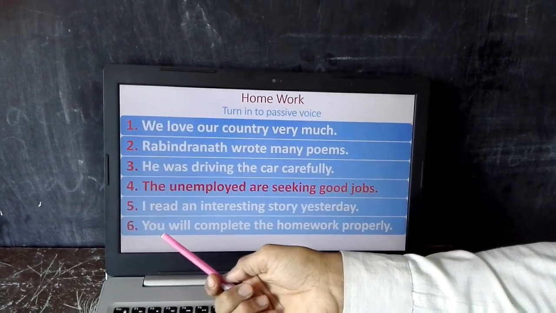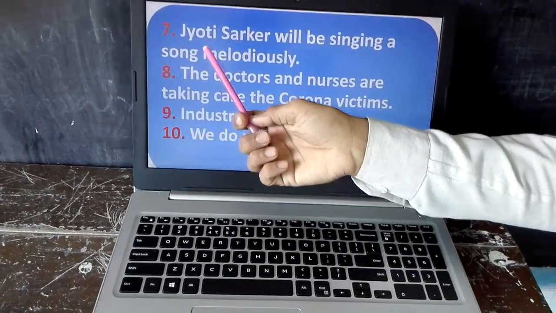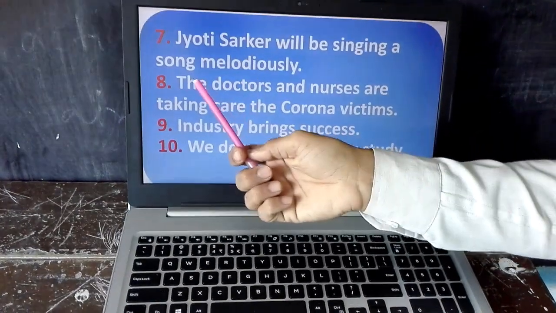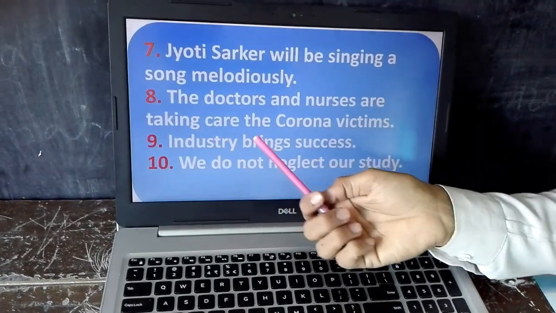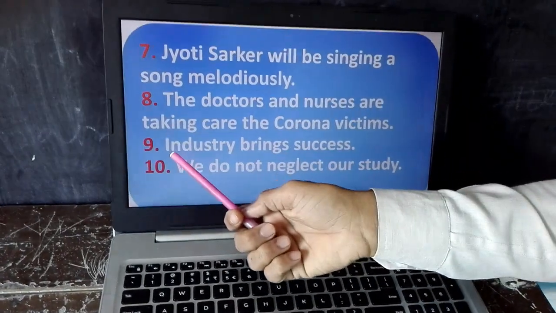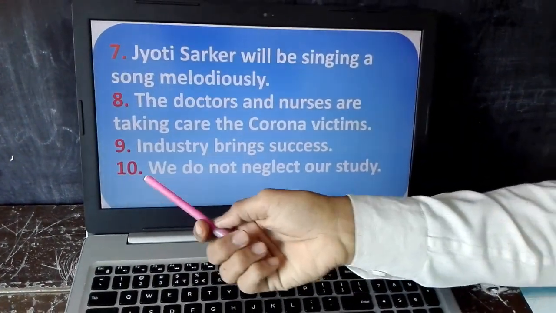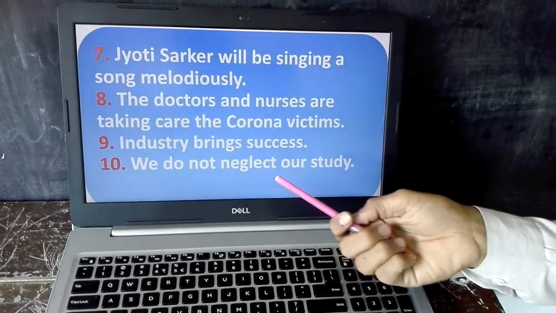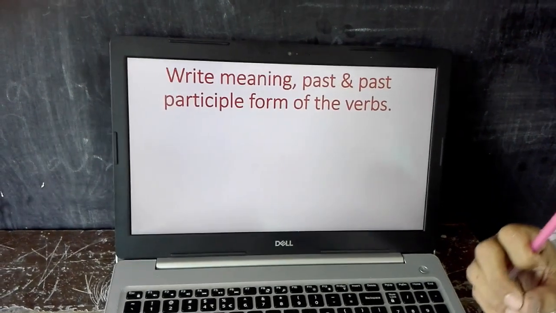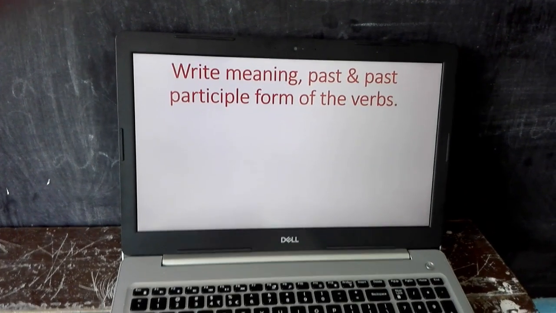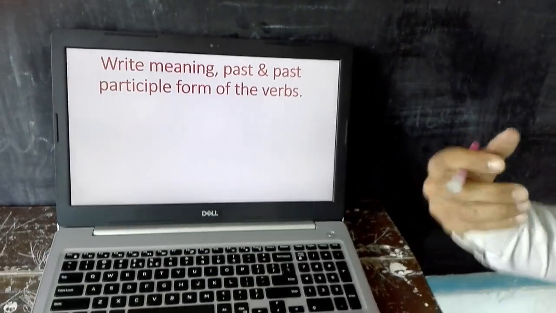Number 6, you will complete the homework properly. Sentence number 7, Jyoti Sarkar will be singing a song melodiously. Number 8, the doctors and nurses are taking care of the corona victims. And number 9, industry brings success. And sentence number 10 in homework, we do not neglect our study. Students, as we have seen, the principal verb has great value in making passive voice.